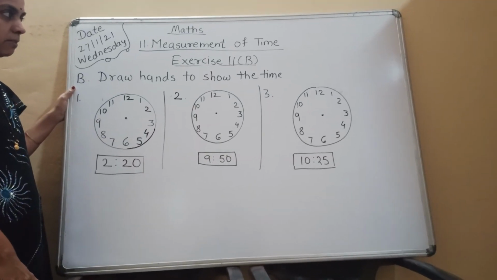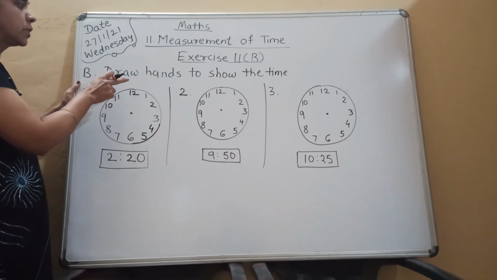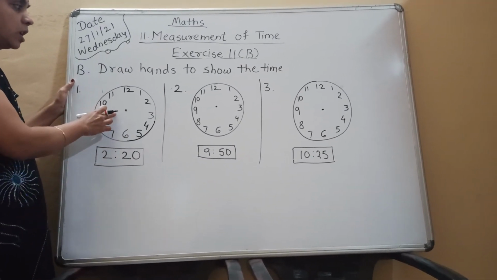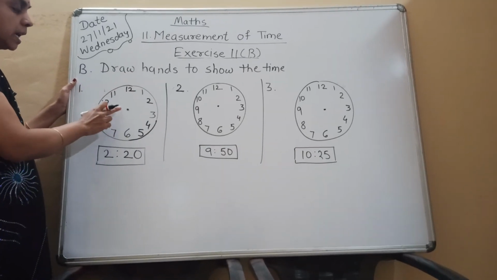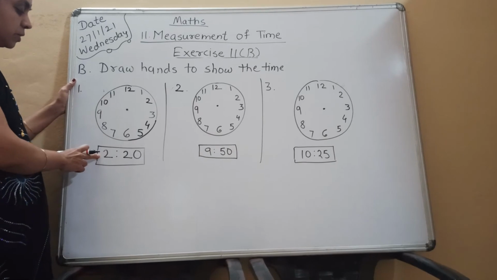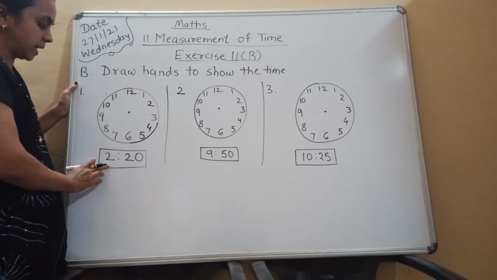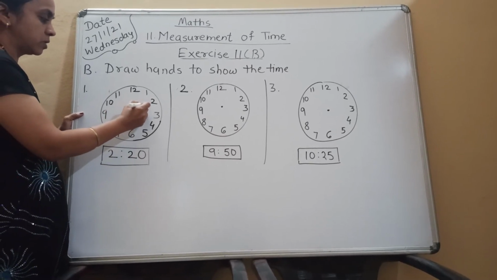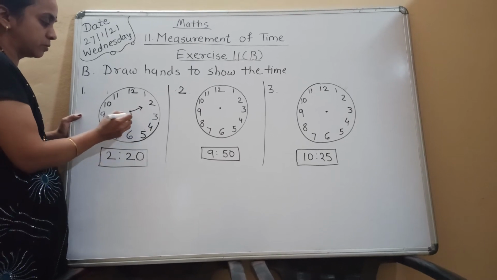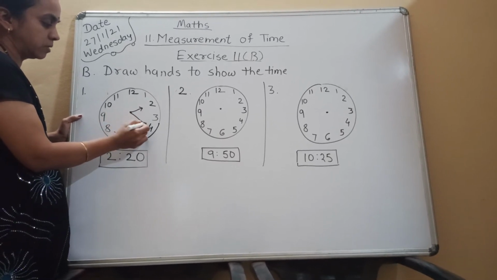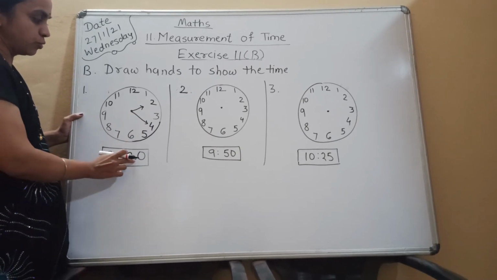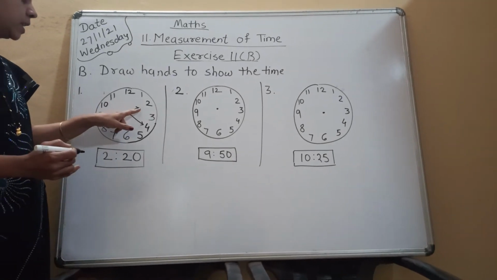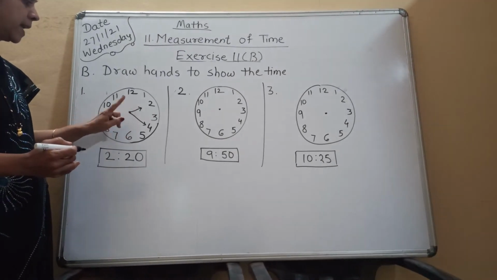Now see your page number 133. B question. Draw hands to show the time. See, time is given, we have to just draw our minute hand and hour hand. So with the help of your scale and pencil we have to draw this minute hand and hour hand. See first example 2:20. So you just draw this short hand towards this 2 and this minute hand towards this 4. It is 2:20. So with the help of your pencil and scale you draw this and give this arrow towards this hour hand and minute hand.